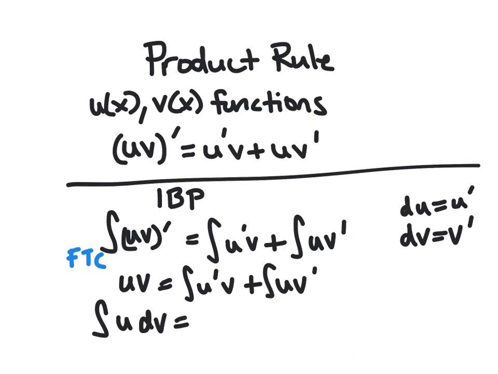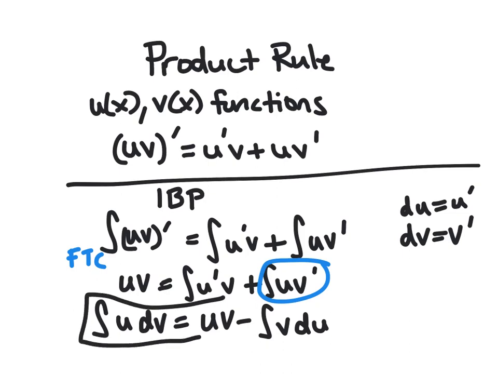So the integral of u dv is this guy here. So how do you get that by itself? You just subtract over. So this is going to be uv minus the integral of v du, or v u prime. Okay, and so this is exactly the rule for integration by parts.